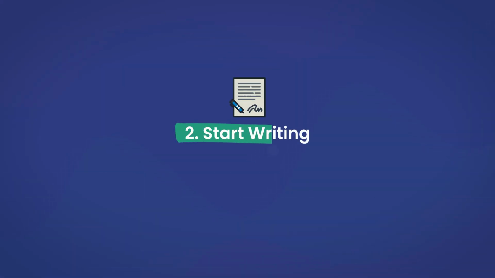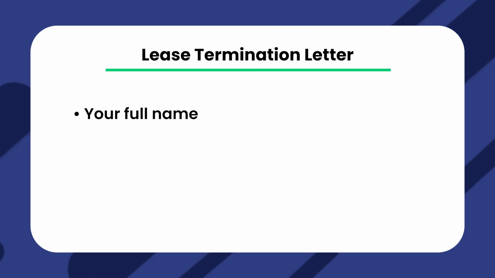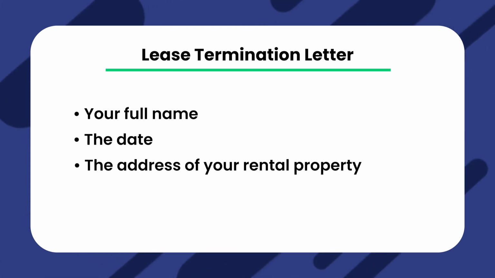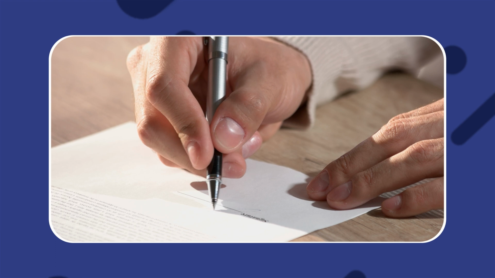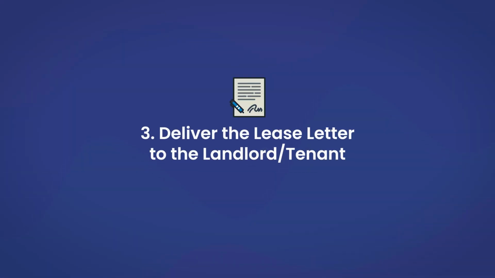Step 2, start writing. It's time to draft the lease termination letter once you've determined whether you have the right to break your contract. In this, you'll add your full name, the date, the address of your rental property, and a forwarding address, which are a few crucial details to mention. Refer to the list I gave earlier for what information you need to include, and it's also important to sign the lease termination letter. Step 3 is to deliver it.